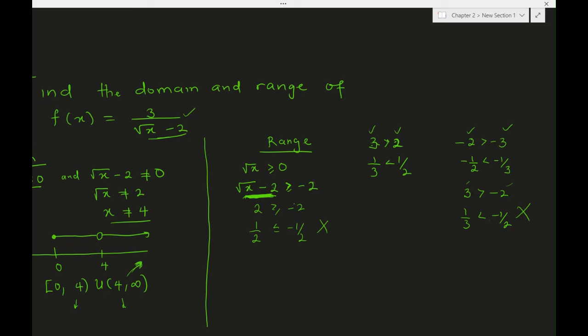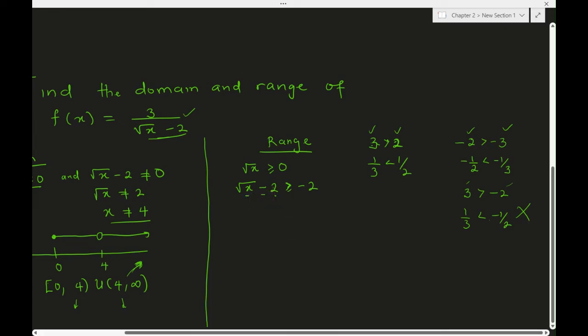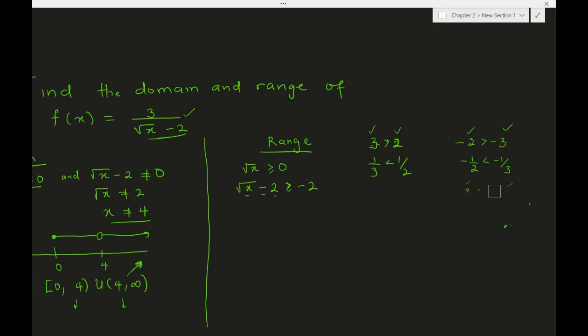Because if this is positive and this is negative, by the time you flip it, the inequality will not be true. So one way we can do that is restriction. I'll show you what to do. I hope all of this is clear now. So let's do away with this here.